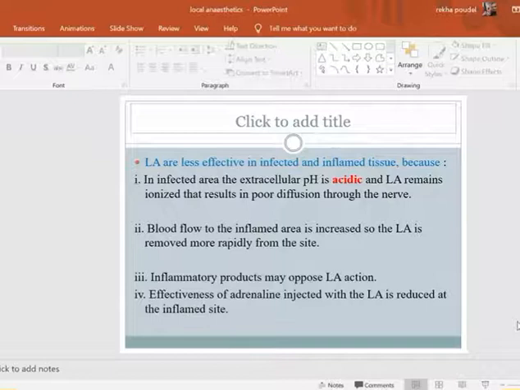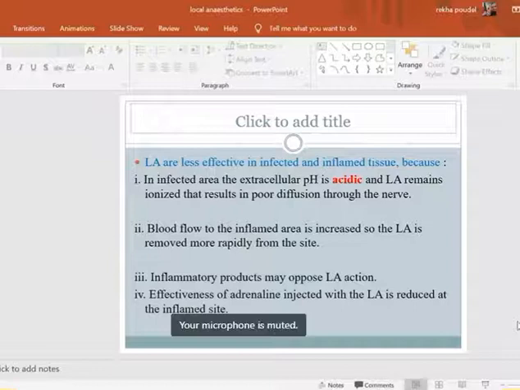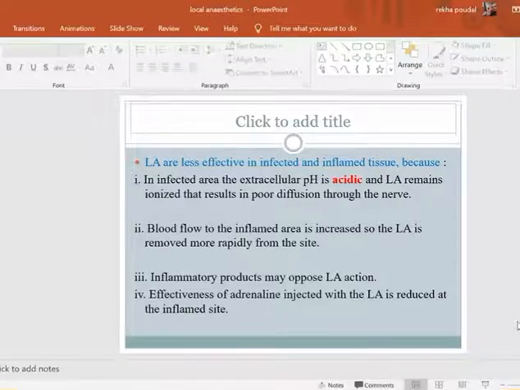And the inflammatory products that are present in the infected area may oppose the action of local anesthetics. Whenever there is infection or inflammation, there may be various inflammatory mediators present in that area. Those inflammatory mediators like cytokines, prostaglandins, etc., will oppose the action of the local anesthetic drug. So there will be decreased action of local anesthetic drug in the infected area. And the last point is the effectiveness of adrenaline injected with local anesthetics is reduced at the inflamed site.